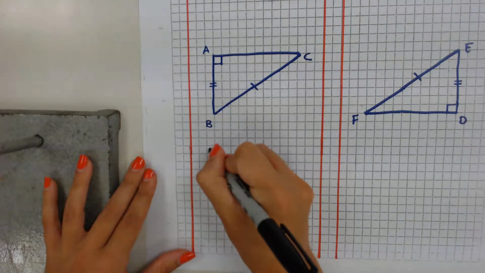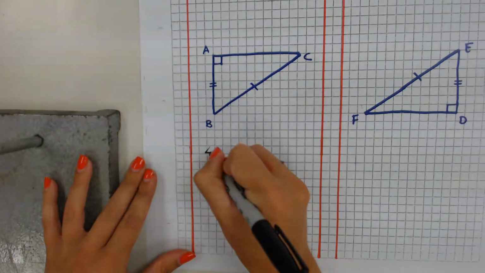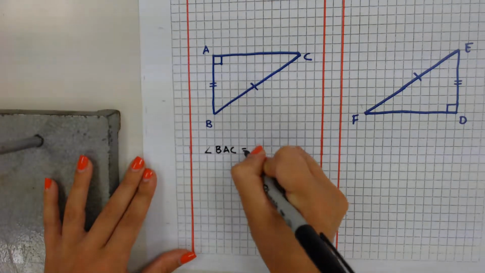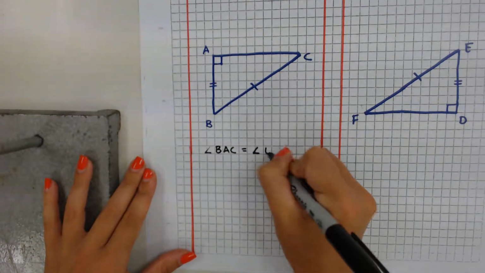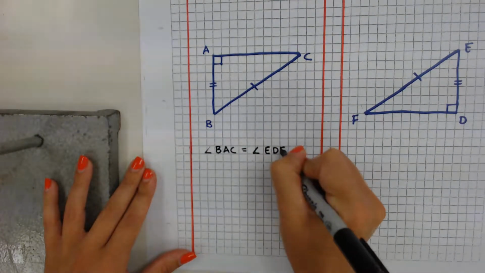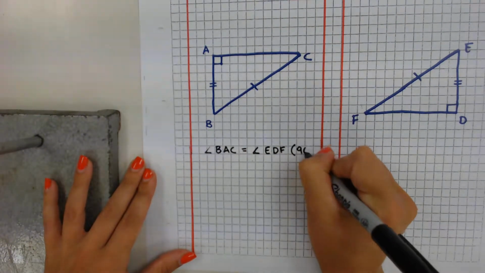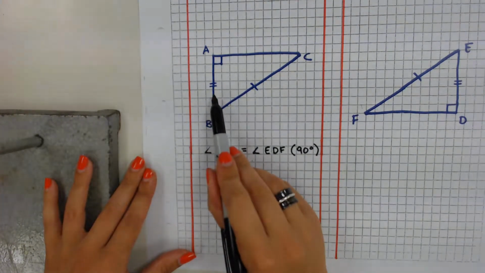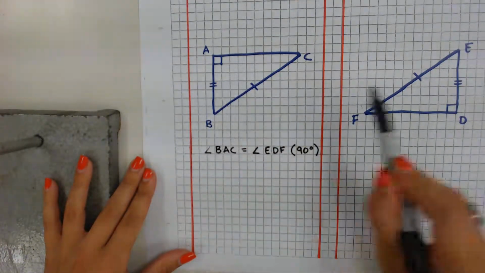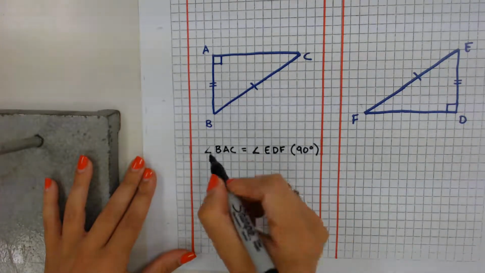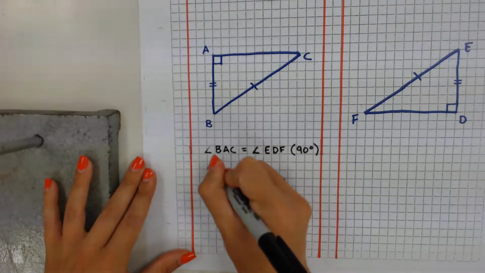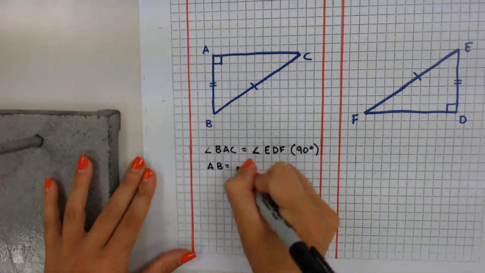In this case, we would say that angle BAC is equal to angle EDF, with the reasoning that they are both 90-degree angles. Secondly, we can see that side AB is equal to side DE. I'll say them in alphabetical order. AB equals DE.